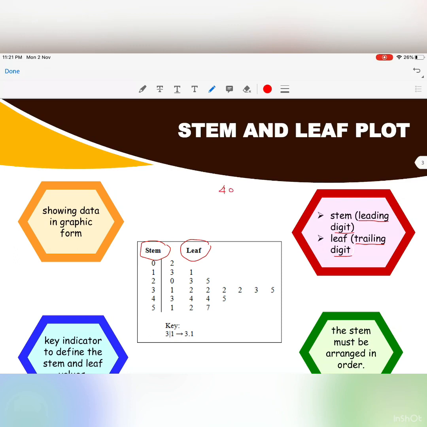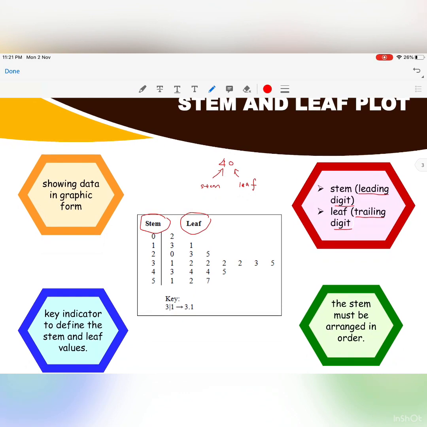For example, if your number is 40, this is the leading digit, the stem, and the trailing digit is the leaf. The stem must be arranged in order. Look at the stem here: you must arrange it in order 0, 1, 2, 3 until 5. But for the leaf, it's okay if you don't arrange it in order; you just put the number. And you must have the key indicator here to define the stem and leaf value.